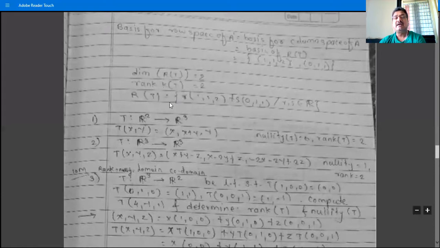And what is R(T)? If I have to write R(T), it is a linear combination of the basis elements. So write r(1, 1, 2) plus s(0, 1, 1) such that r and s belong to the reals. Use any notation: r, s, t, m, l. Any vector space is a linear combination of its basis elements. So if you have to write R(T), then it is all linear combinations of these 2 vectors, that is r(1, 1, 2) plus s(0, 1, 1) such that r and s belong to the reals.